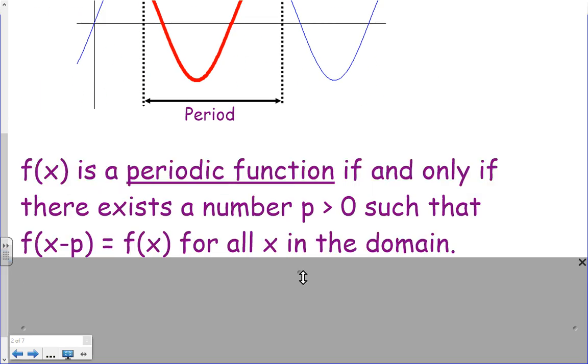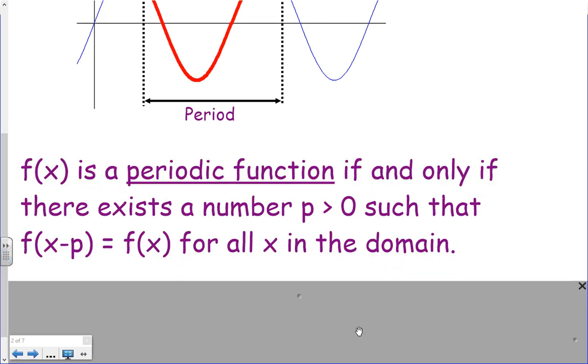All right, so here's our definition then of a periodic function, or this is one way to define what a periodic function is. f of x is a periodic function if and only if there exists some number p, which has to be positive, the period is always positive, such that f of x minus p is equal to f of x for all x in the domain.